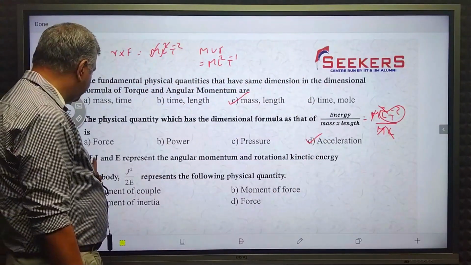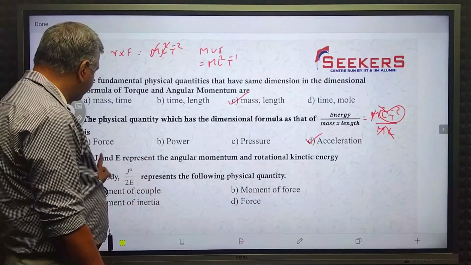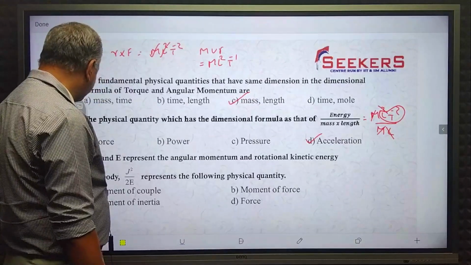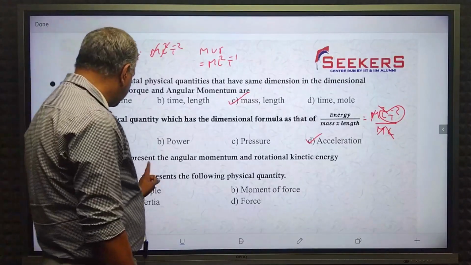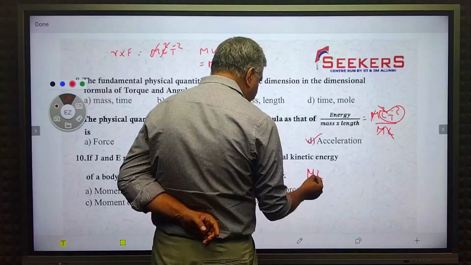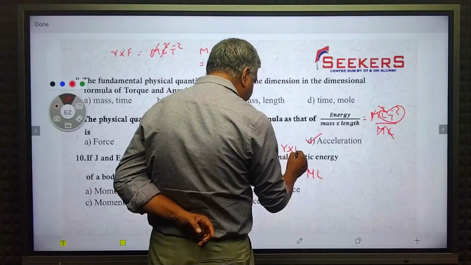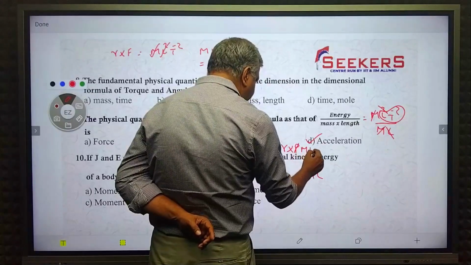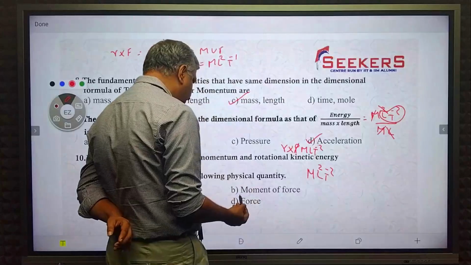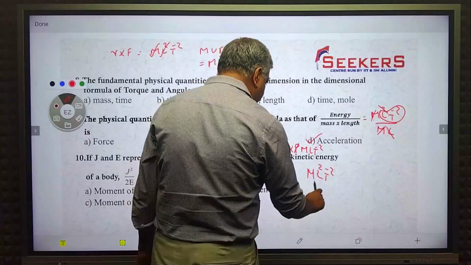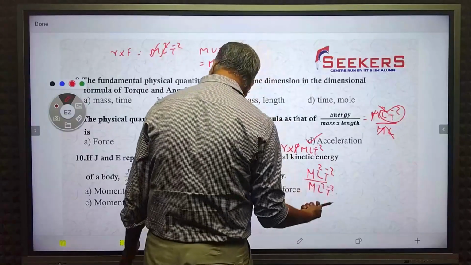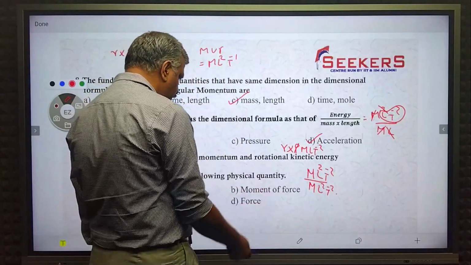If J and E represent angular momentum and rotational kinetic energy of a body, J squared by 2E is? Angular momentum is R cross P. P is mL T power minus 2. So mL squared T power minus 1 is angular momentum. Kinetic energy is half mv squared, so it will become mL squared T power minus 2. So basically there is nothing there. So there is no unit.